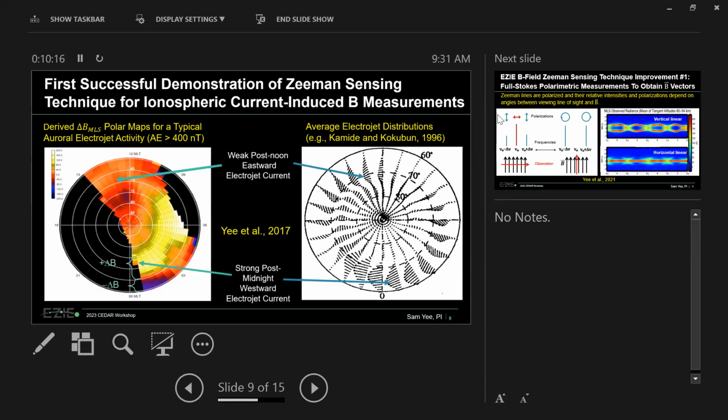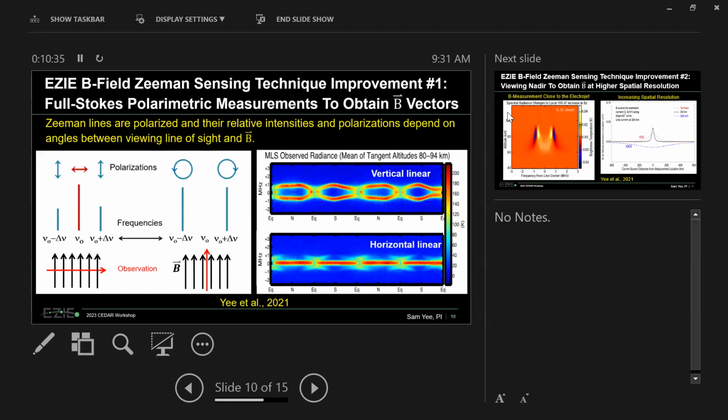This is an MLS measurement, a limb measurement, with coarse horizontal resolution. So the first thing we want to do is, is there any way we can get higher spatial resolution? The second is that this is only the total magnetic field. Everybody asks, what's the value of that? We really want to get the magnetic field vector. We really want to get a vector out. So the other property we really want to get after is the vector.